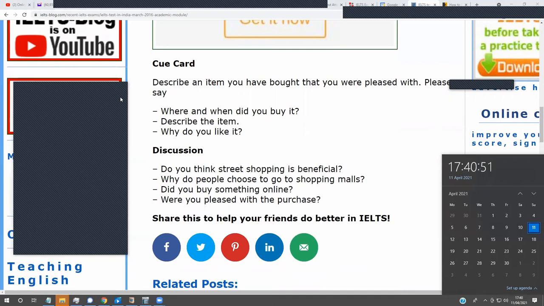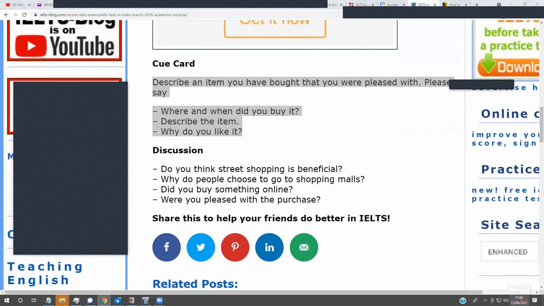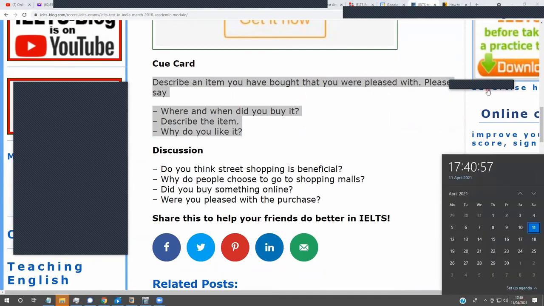Describe an item you have bought, where, place. What kind of things? So for example, maybe you bought a fridge or a washing machine or something like that, or a car. Yeah. 2 years back, I bought a car, my husband, in UK. He bought it in a showroom. Okay. And I like the car, but I can't explain. My English is not good.